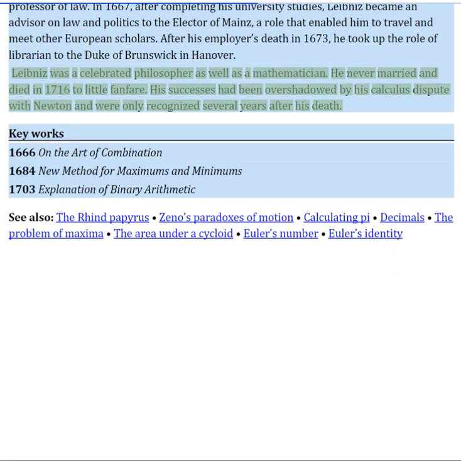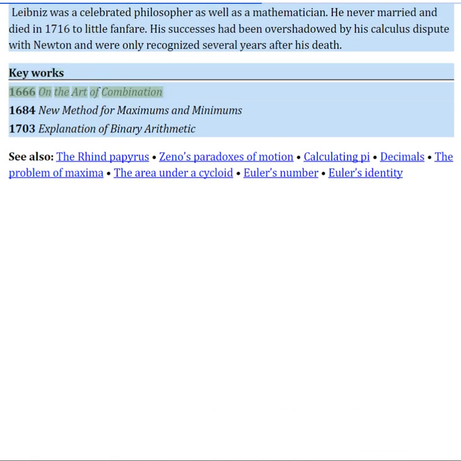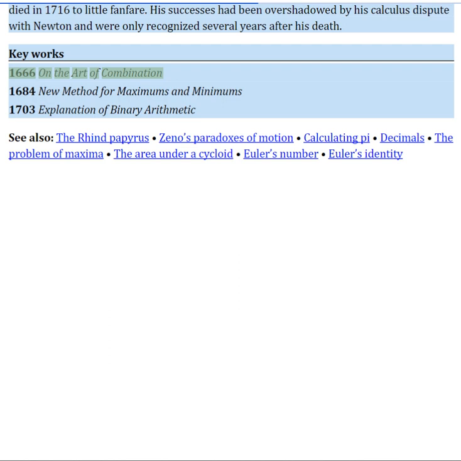Leibniz was a celebrated philosopher as well as a mathematician. He never married and died in 1716 to little fanfare. His successes had been overshadowed by his calculus dispute with Newton, and were only recognized several years after his death. Key works: 1666, On the Art of Combination.